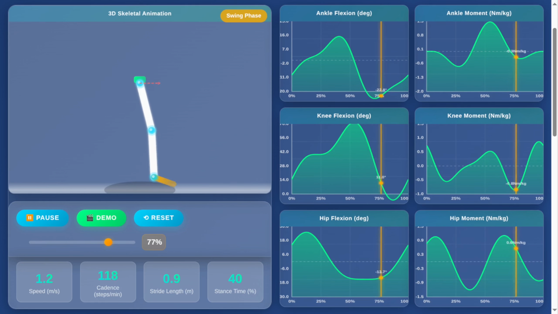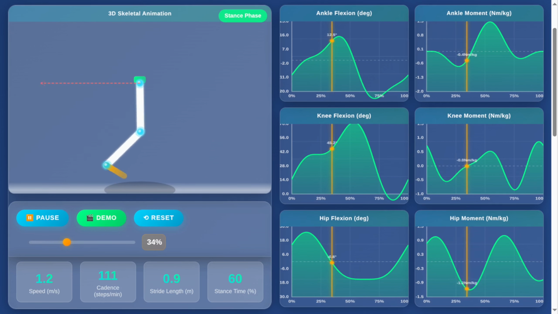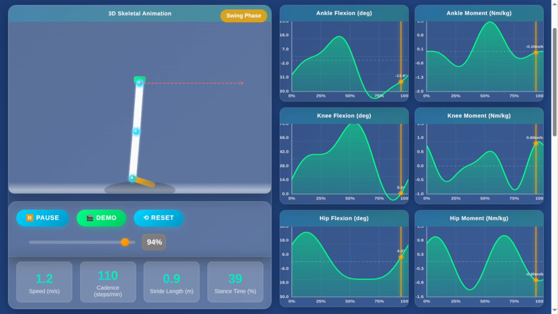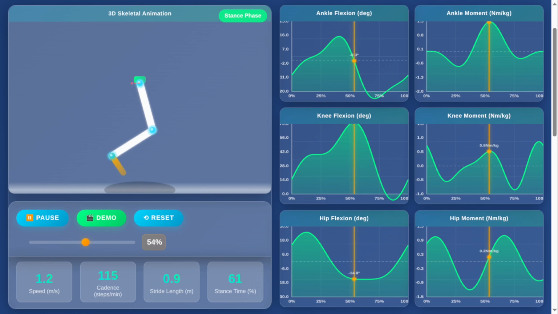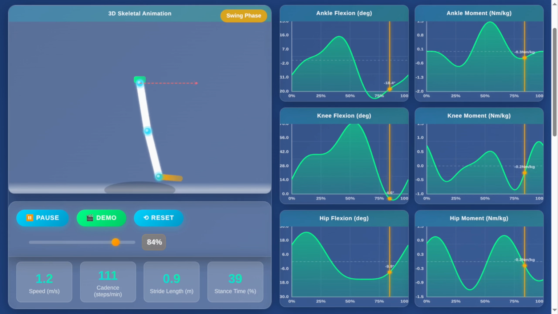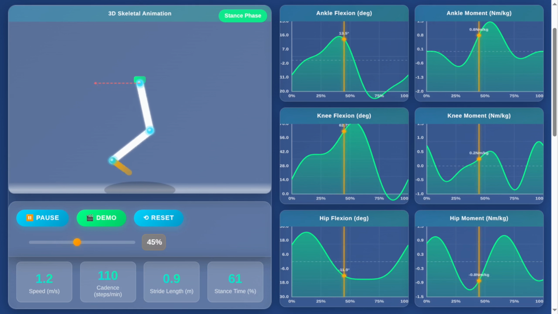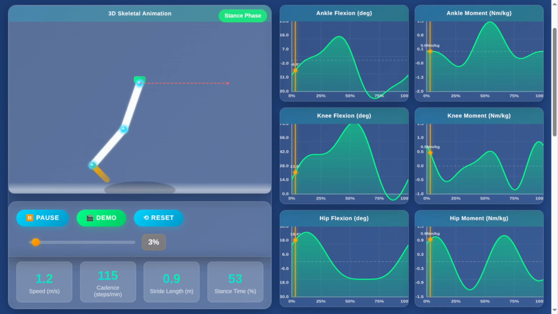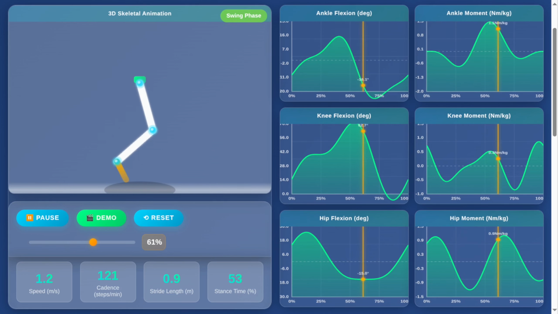Let's delve into the details of each graph. The ankle flexion DEG graph illustrates the angular movement of the ankle joint throughout the gait cycle. A positive value typically denotes dorsiflexion, where the toes move closer to the shin, and a negative value represents plantar flexion, where the toes point downwards. As the leg begins the stance phase, you see a slight dorsiflexion, which then transitions to plantar flexion during push-off. During the swing phase, the ankle dorsiflexes again to clear the ground, and then prepares for the next initial contact.